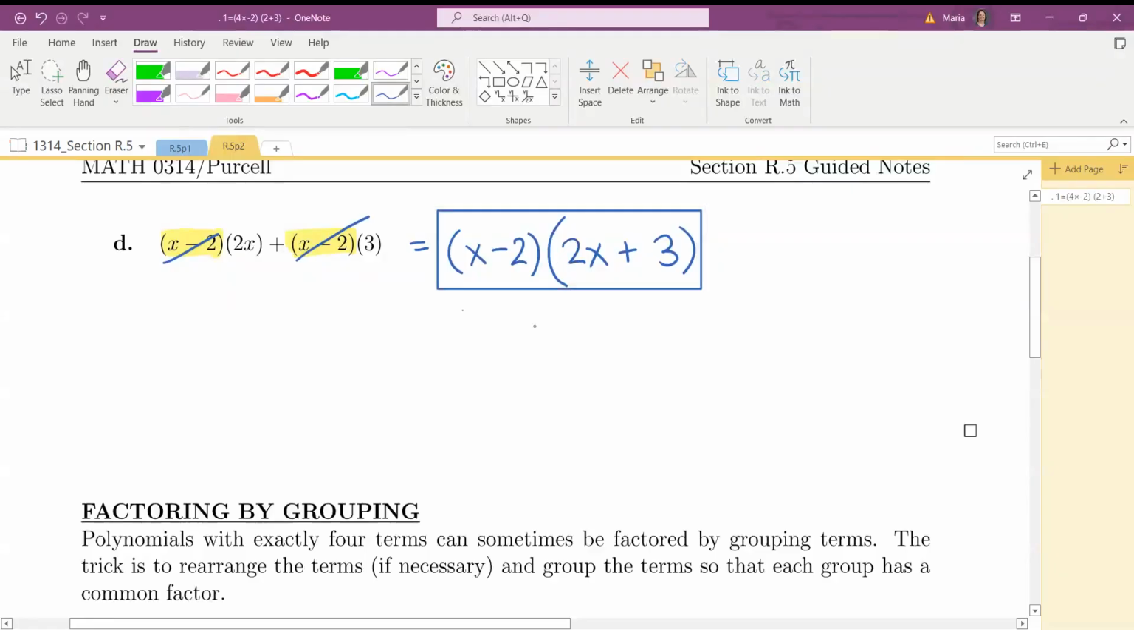Which is next. I'm going to go ahead and end this video, and I'll start the next one with factoring by grouping. But what you should take away from this video: when factoring, you need to always take out the common factor first.